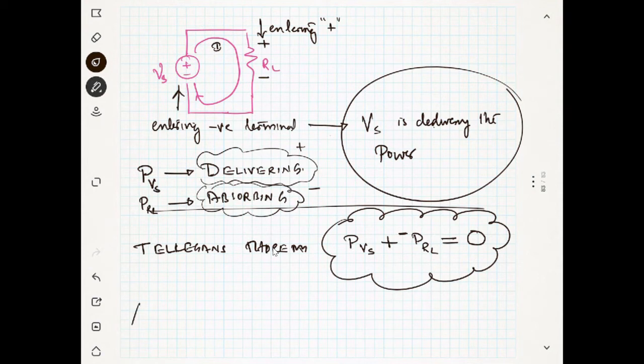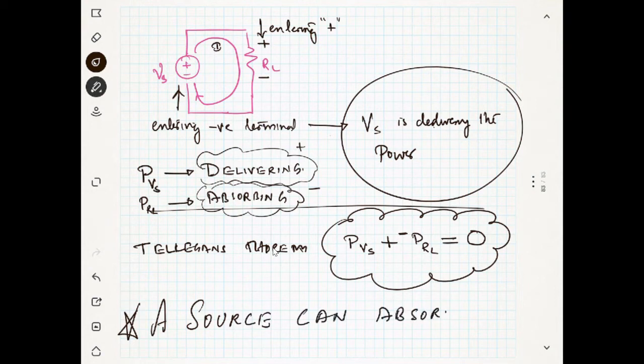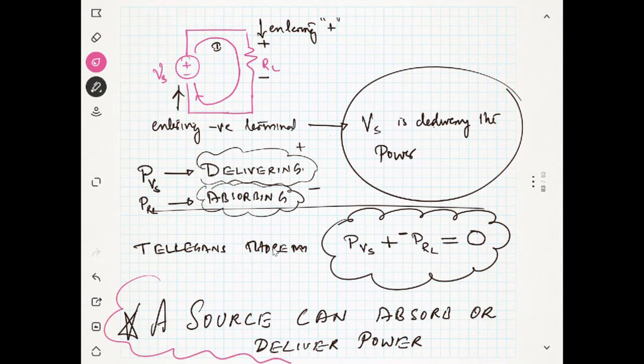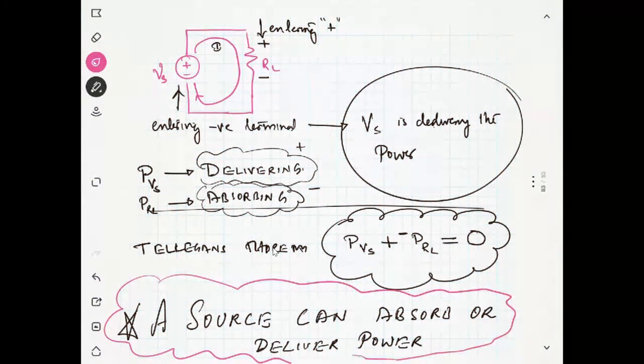So there is one important point: a source can absorb power. A source can do both things. In the above case, the source is delivering, but a source can absorb or deliver power. We will see those examples later. This is a very, very important point that you have to remember. A source can deliver or absorb power.